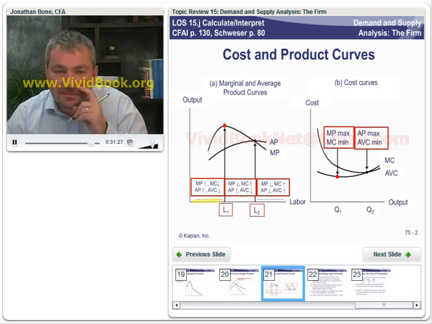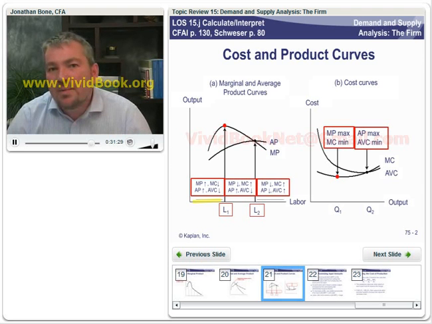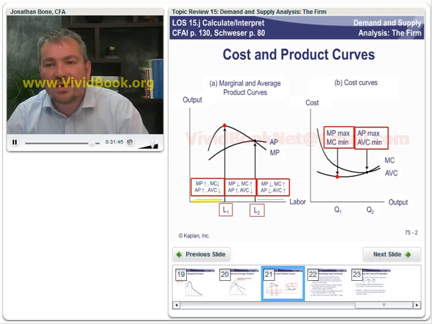There we go. Now, if we go beyond L1, notice that marginal product now starts to diminish. The additional output per worker is going to start to diminish. It's still above average, so the average product is rising, but it is diminishing. Now, what that means is your marginal cost will start to rise. So notice our marginal product is coming down and our marginal cost is rising.